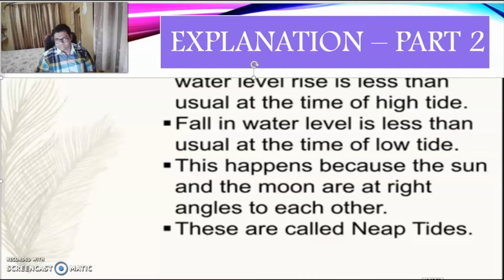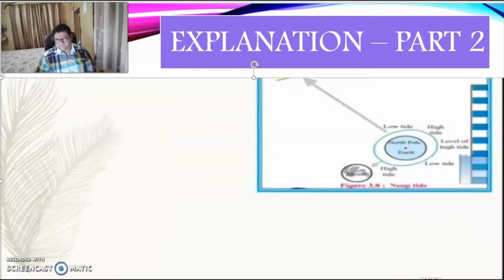And this happens because the sun and the moon are at right angles to each other. And the tides which occur on these days are called neap tides. What are they called? Neap tides. You will understand it better through this diagram.